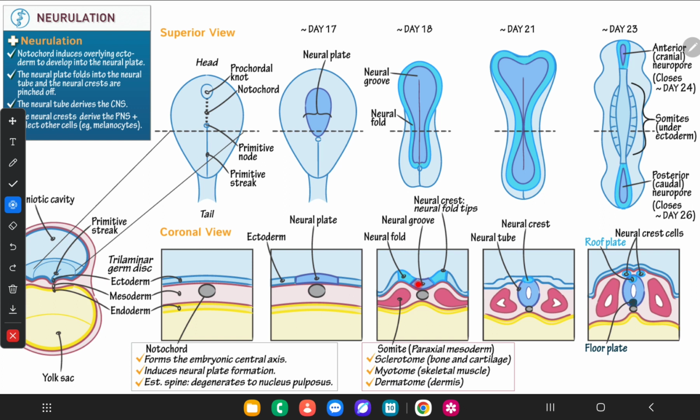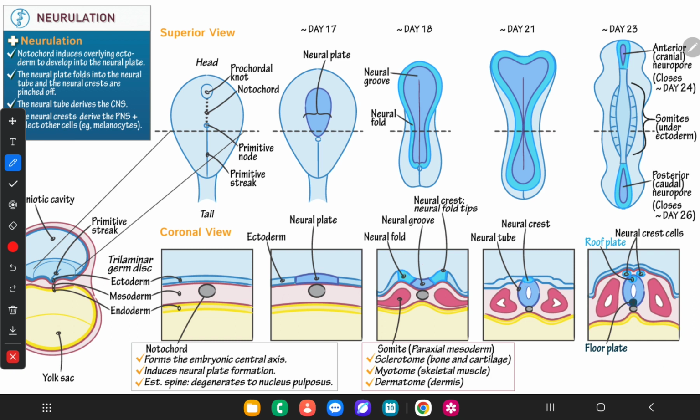And then gradually neural folds approach each other in the midline and fuse together. Here you can see the elevated edges, and here you can see they fuse in the midline. Here you can see after fusion in the midline. Like this comes in the midline and this comes in the midline. They meet together and fuse like here.